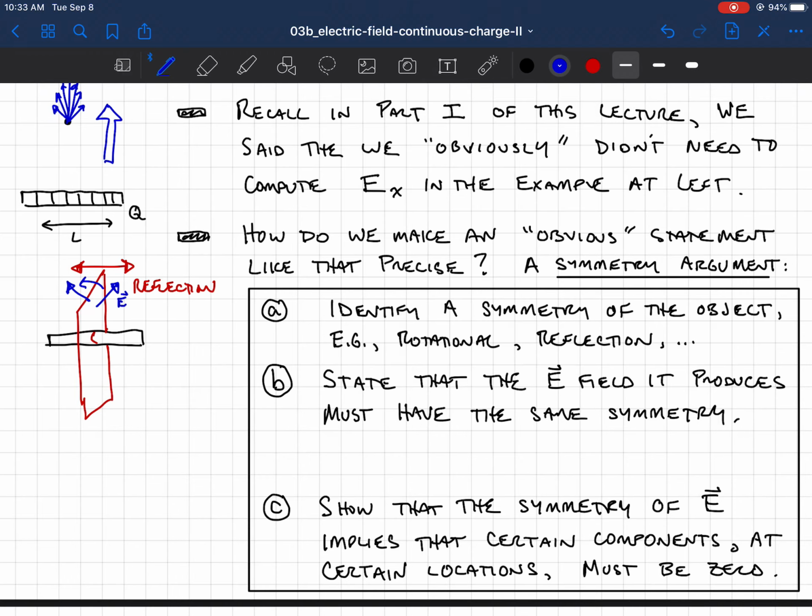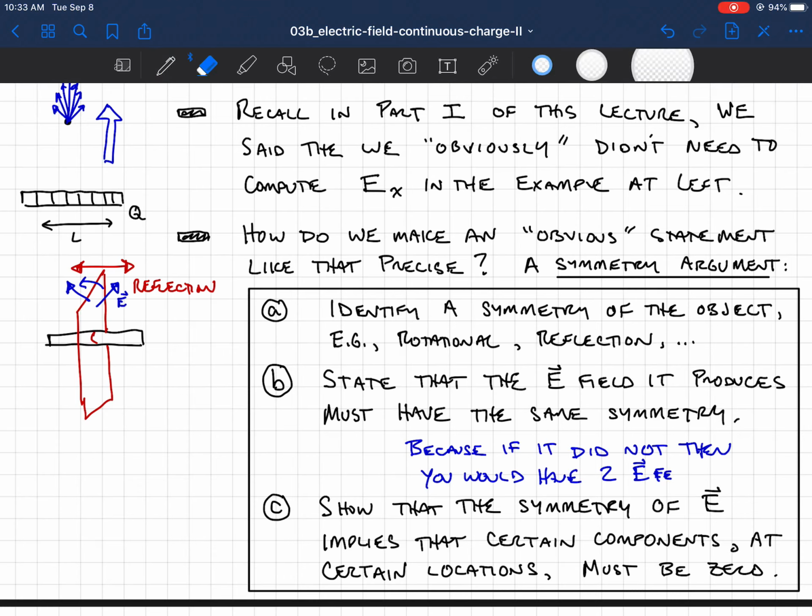So the statement here is, because if it did not, then you would have two E fields for the same object. That's the basic statement of why part B has to be true.